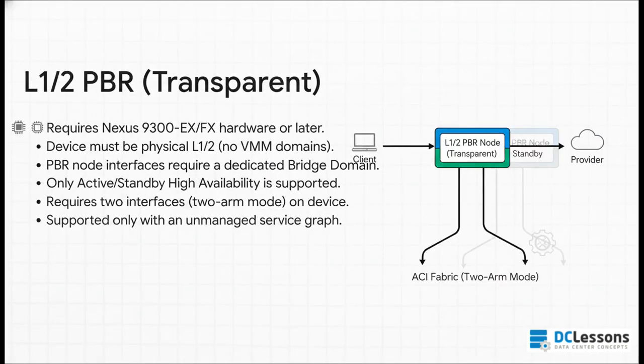Now, on the other hand, we have Layer 1/2 PBR. This is for your transparent devices, things like an intrusion prevention system that just acts like a bump in the wire. As you can see, this mode is a bit more restrictive. It needs that same newer hardware. It has to be a physical device, not virtual. And for high availability, you can only do an active/standby pair. It also needs a two-arm design, meaning it has to have a separate physical in and out connection to the fabric.